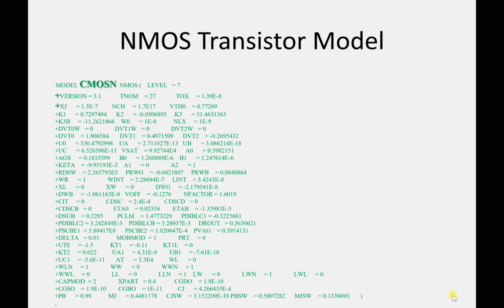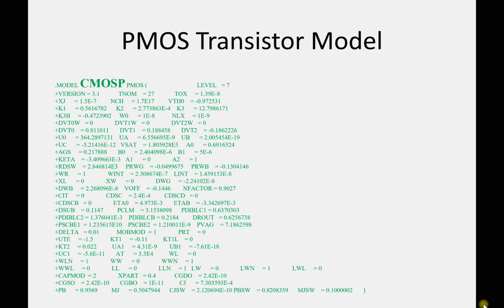This is the circuit code that you have already written. We can say .model, then CMOSP, the name of the model, then the type of the transistor, which is PMOS. Please note that inside the transistor model, every new line should start with a plus. If the line doesn't start with a plus, you could have an error when running the circuit.